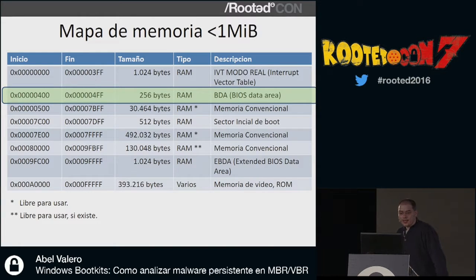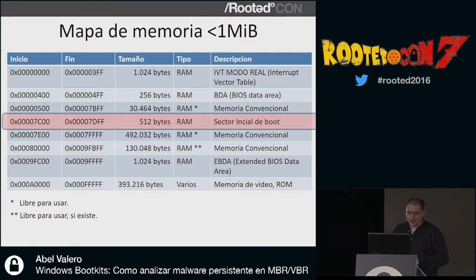Next, we have what we call BDA. That's the BIOS data area. When the BIOS is started, it checks the devices, it checks the computer, and it allocates that to the next 256 bytes. Here we have information that we will see in greater detail in a minute. Then we have free RAM.